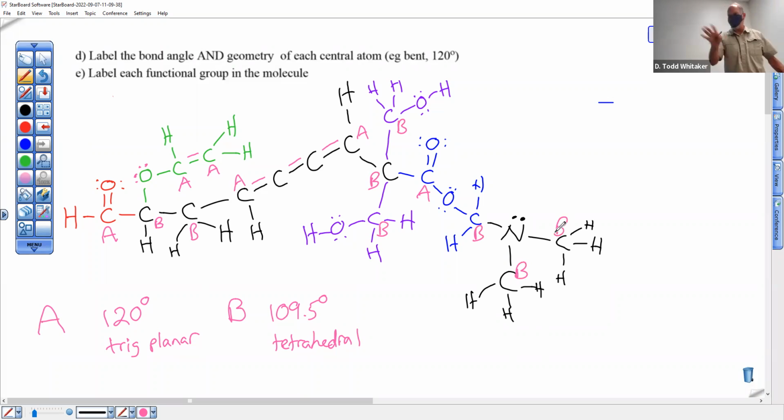I got some weird tendencies. I don't like to use the letter C because it looks like a carbon. You can use the letter C, I don't care, for a label, because I got C's everywhere. I'm going to just skip to D.